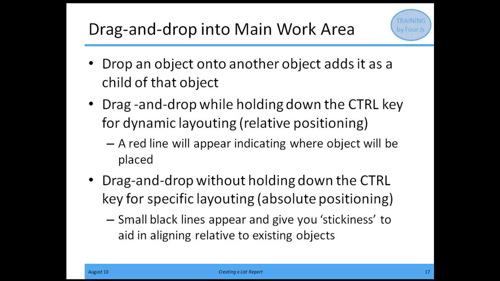So when you drag and drop from the data view or from the toolbox into your main work area, when you drop the object onto another object, it's going to add it as a child of that object. And if you're doing it holding down the control key, it will use the relative positioning, where I use a red line to identify what elder sibling it's going to be positioned next to. If I drag and drop without holding down the control key, it's going to use specific layouting, and small black lines are going to appear to give you what we call stickiness. And that's going to be helpful, for example, if you're doing a report that prints out to a form where you can align it relative to existing objects on that report.